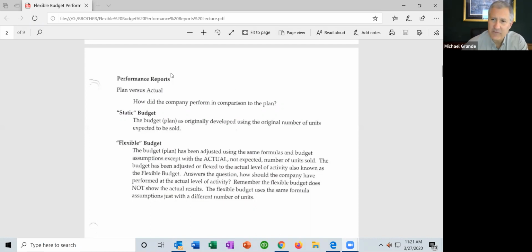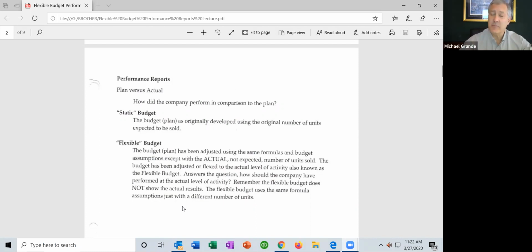What we're going to talk about in this lecture is flexible budgets. What is a flexible budget? And I've typed it out for you here. The book talks about it a little bit more, but this is the definition I like. The flexible budget, it's still a budget. It's a plan that has been adjusted using the same formulas and budget assumptions, except with the actual, not the expected number of units sold.